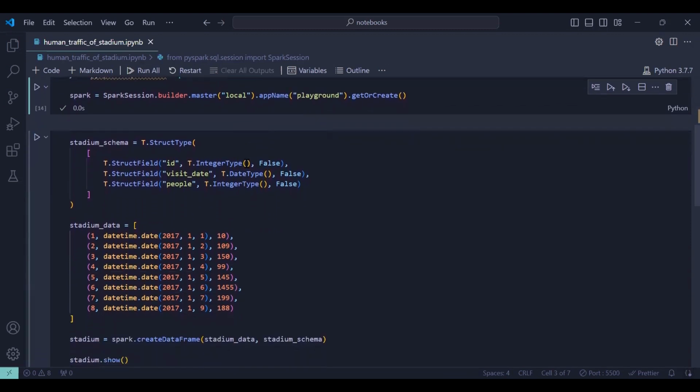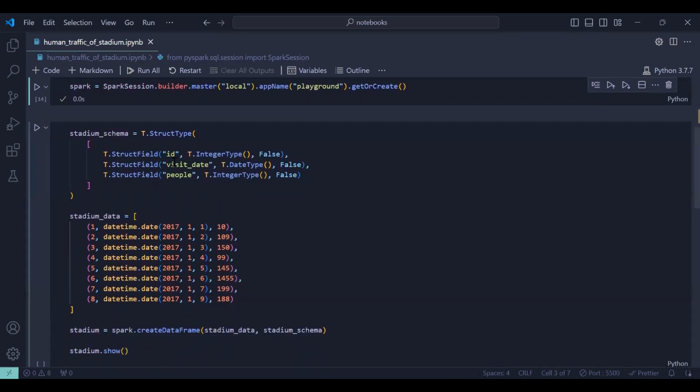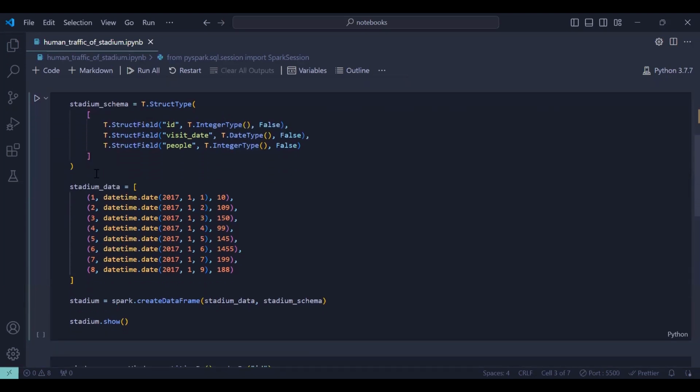Now we are defining the data here, and this is the schema of the data. We have ID, visit date, and people. Visit date is a date type, ID and people are integer types. Then we have taken a set of data. We have created the mock data here.